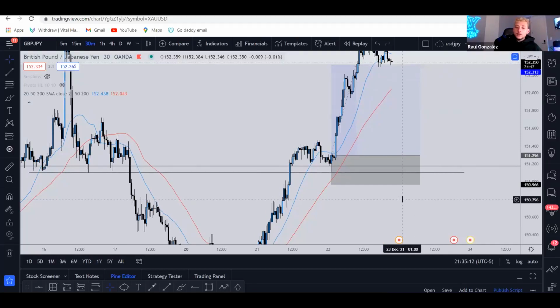Now you have to ask yourselves, I'm going to look to enter at this level of support. If I take a trade at this level of support, where's my stop loss going? Where's my take profit going? This is a decision that you have to make pre-entry, because when you have live money at risk, you're no longer thinking as logically as you possibly can. So you want to do that before you actually take a position.